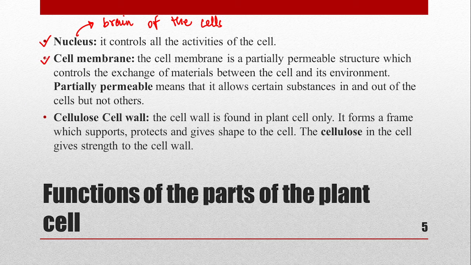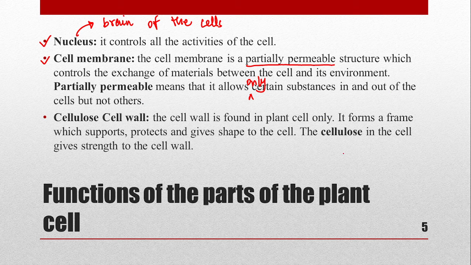Okay, moving on, we have the cell membrane. The cell membrane is partially permeable. Now this is a key word here. It's a partially permeable structure which controls the exchange of materials between the cell and its environment. Partially permeable means that it allows only certain substances in and out of the cell, but not the others.